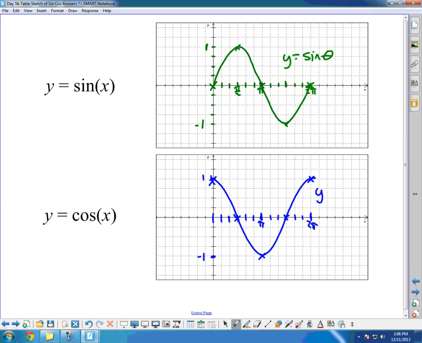And there's y equals cos theta. So those two I expect to have right at my disposal at all times. Okay, good luck.